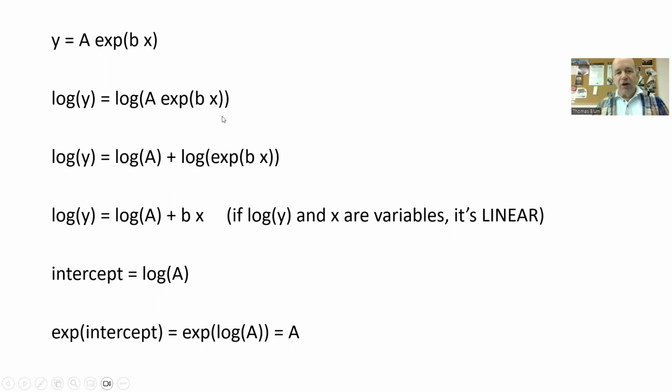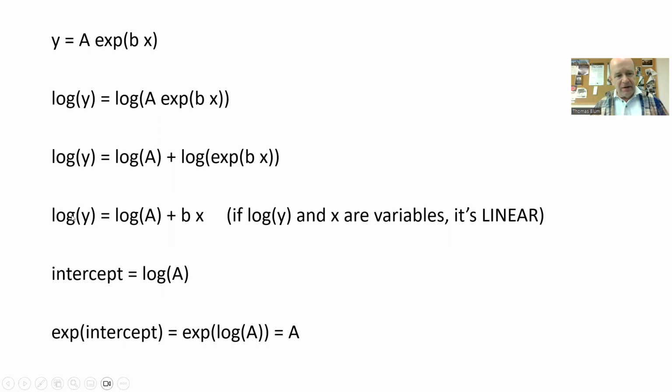So if I take the log of both sides, I get log of y equals log of all this. In standard log rules, if you have a log of a product, two things multiplying one another, then it's the sum of the logs. So I have a times exponential, so it's log a plus log of the exponential. Then log, this is a natural log, is the inverse of the exponential, so this just turns out to be bx. And so at this stage, if we work with the log of the y's and the x as given, then it's linear.